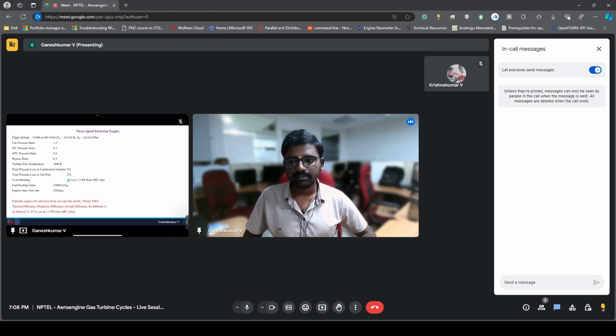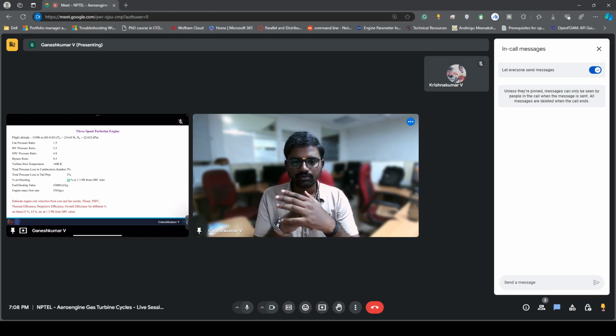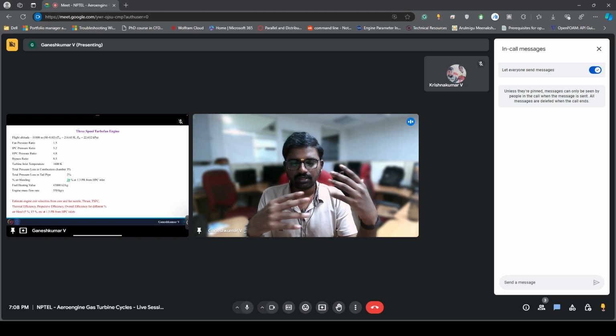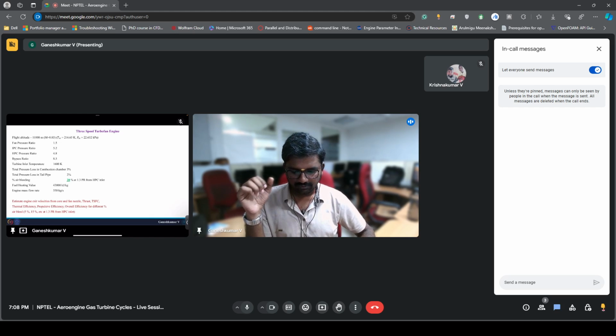I will vary this air bleed and then show how these things are going to affect the performance parameters such as thrust, efficiency, exit velocity, and TSFC. So that is the main goal for this session today. We have a 3-spool turbofan engine with bleeding, and that bleeding percentage we are going to vary and see how the performance varies.